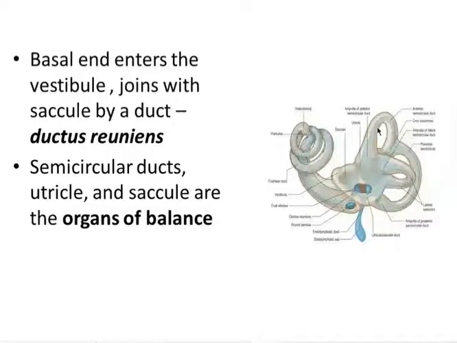Now these are the three semicircular ducts, and they unite with the saccule as well as the utricle. And within the vestibule, you will find the saccule and the utricle. Now all these parts contain the organ of balance. The organ of hearing is within the cochlear duct, whereas the organ of balance is within the semicircular ducts and the saccule and the utricle. So this is responsible for hearing, and these two parts are responsible for balance. So hearing and balance.